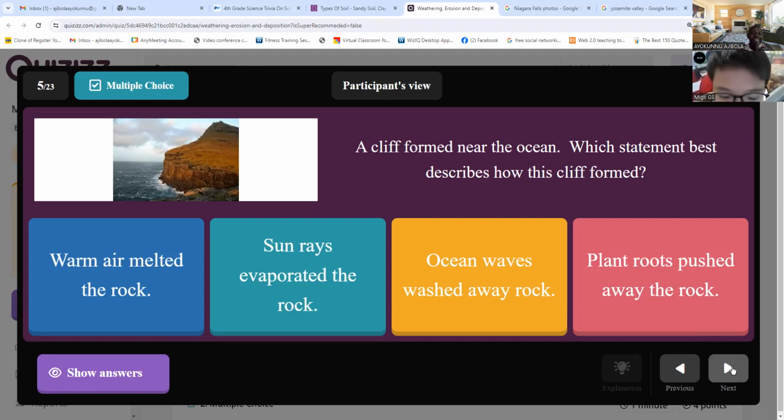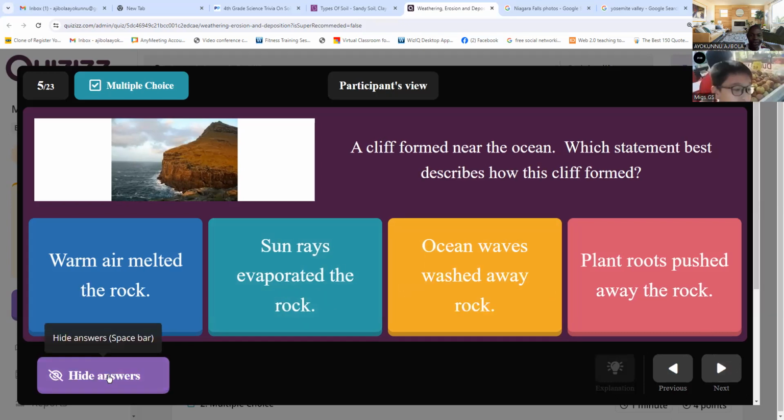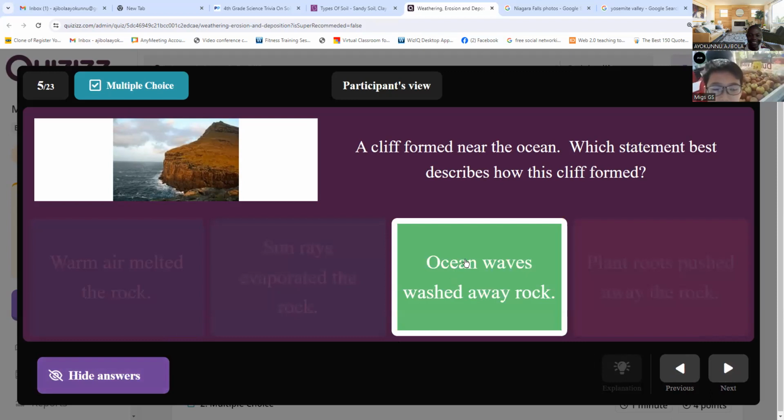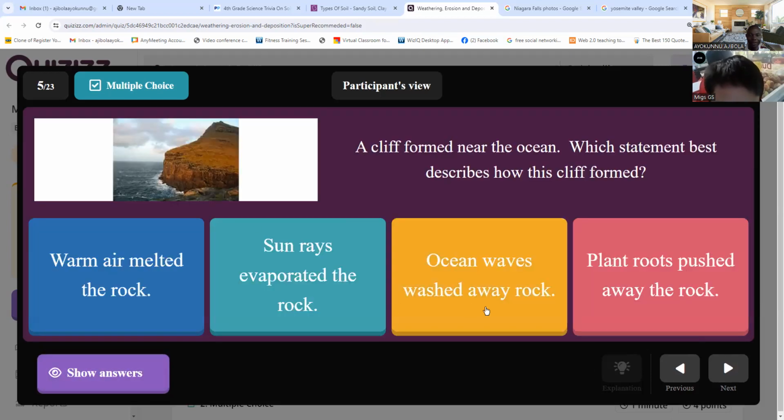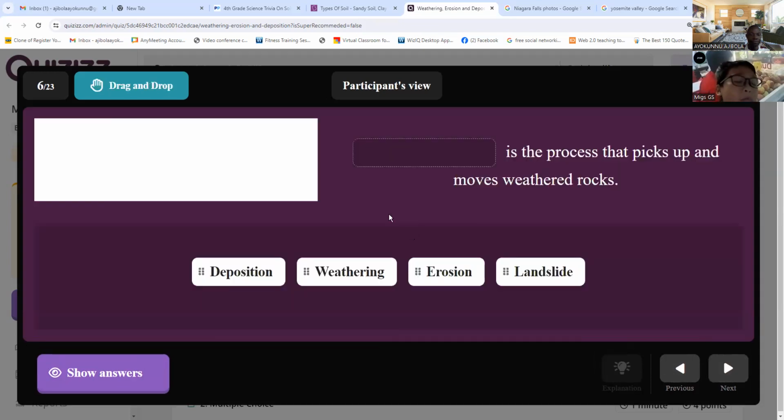Really? You know what? We're talking about near the ocean. So it's ocean waves that wash away the rocks. Is that clear? Very good. So it's ocean waves that wash away the rock that make the cliff to be formed. Okay, the next question. Now let us look at this one.